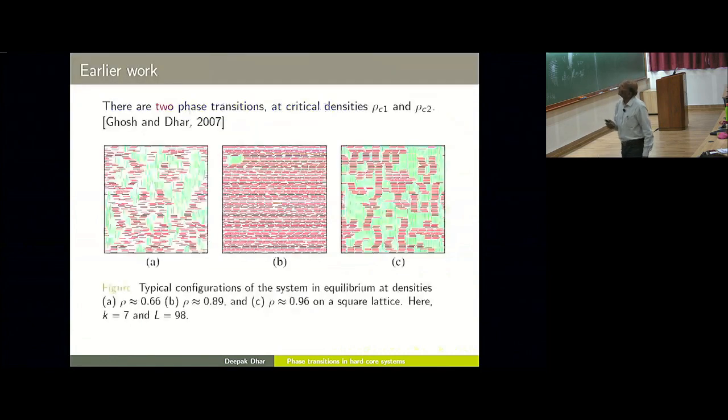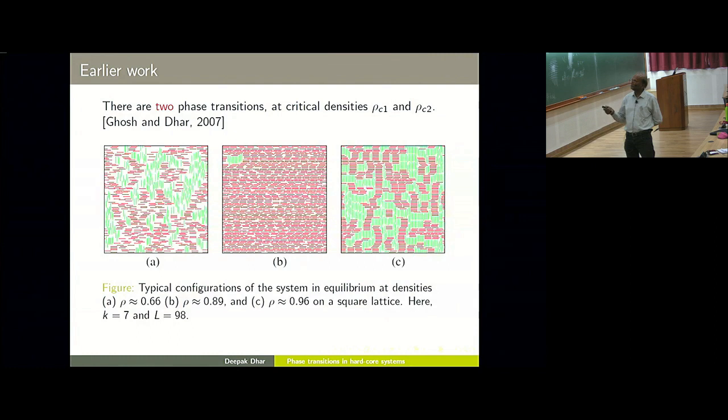However, we did some Monte Carlo simulations of this system, and we've actually found that there are 2 phase transitions as a function of density. Initially, you have a configuration which is like this. This is moderately dense but not very high density. It's 0.66 of maximum close-packed density.